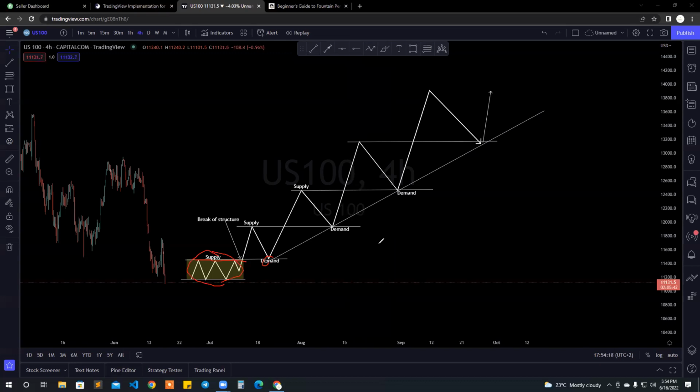Now, how can you trade? How can you enter? You must always wait for the break of market structure, and then the market will make a retracement. So your chance to get into the trade is to enter when the market makes a retracement.